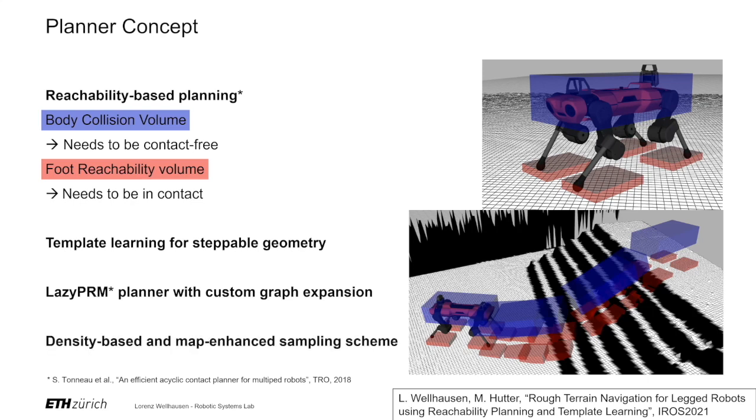And then we also do density-based and map-enhanced sampling, because we want to avoid drawing a lot of samples in just nonsensical regions or regions where we already have lots of information from prior samples.